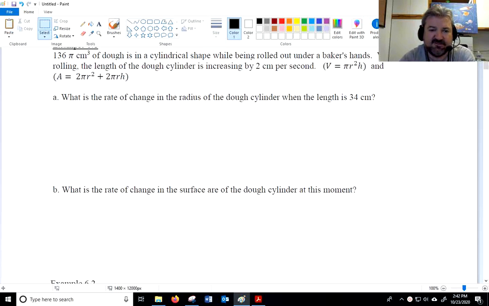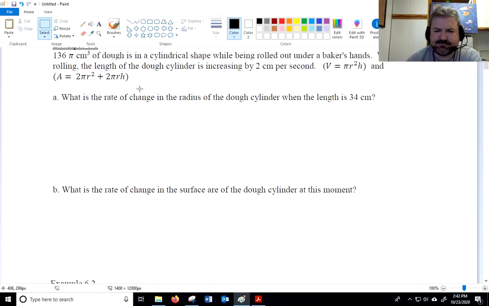136 pi cubic centimeters of dough is in a cylindrical shape while being rolled out under a baker's hands. While rolling, the length of the dough cylinder is increasing by 2 centimeters per second. Volume equals pi r squared h, and area is 2 pi r squared plus 2 pi r h. Again, they're giving us the formulas that we need. What is the rate of change in the radius of the dough cylinder when the length is 34 centimeters?